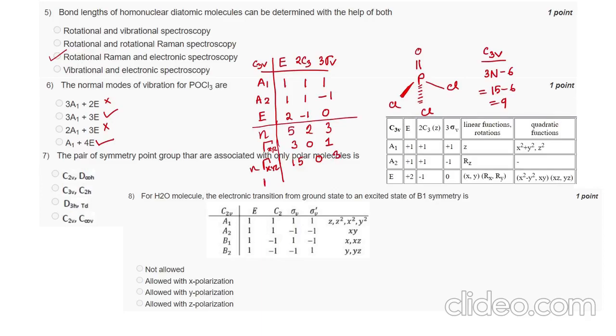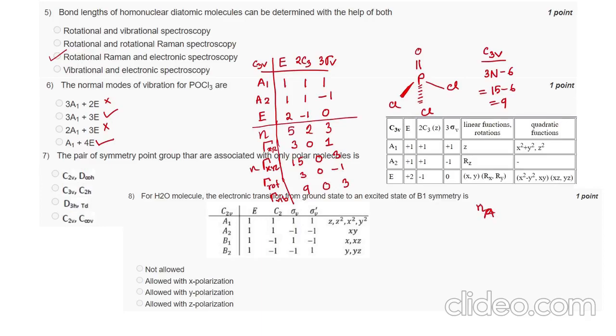What about your gamma rotational? What do they belong to? They have A2 and E symmetry, so 3, 0, minus 1. So actually your gamma vibrational is gamma 3N minus gamma translational minus gamma rotational, so it will be 9, 0, 3.